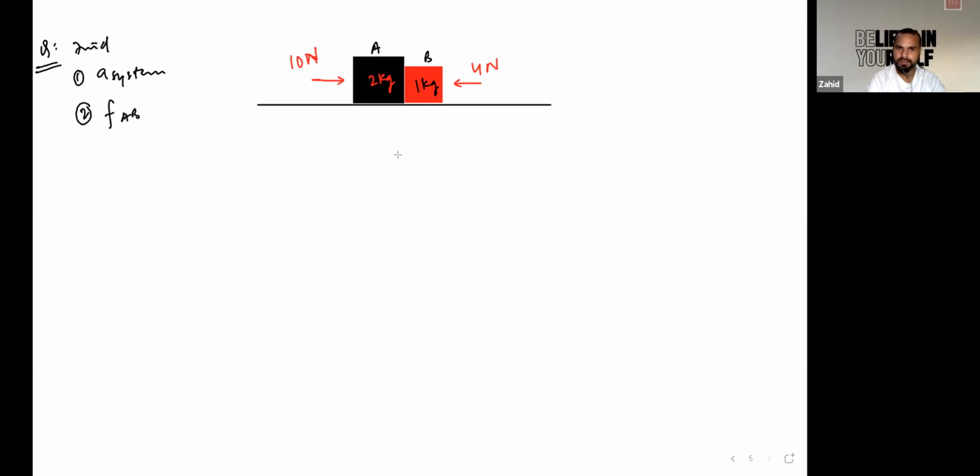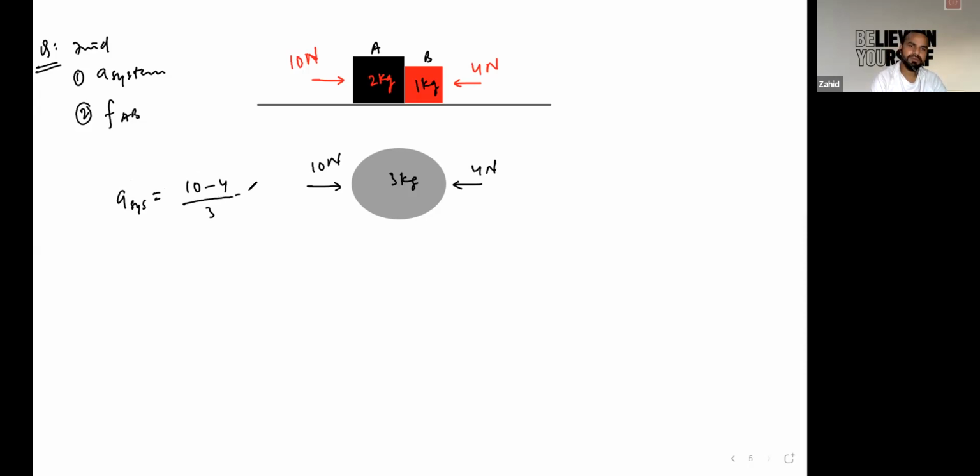So you have to take this two-block system as a single body system. So 2 plus 1 becomes 3 kg as a whole. We have one force along this direction, 10 Newton, and one force along this direction, 4 Newton. So the acceleration of the system would be 10 minus 4 divided by 3. So it will be just 2 meter per second square.